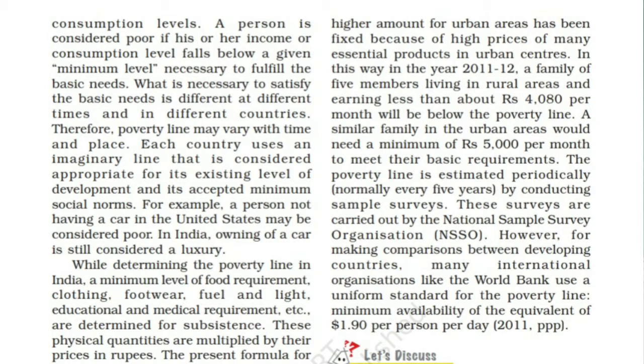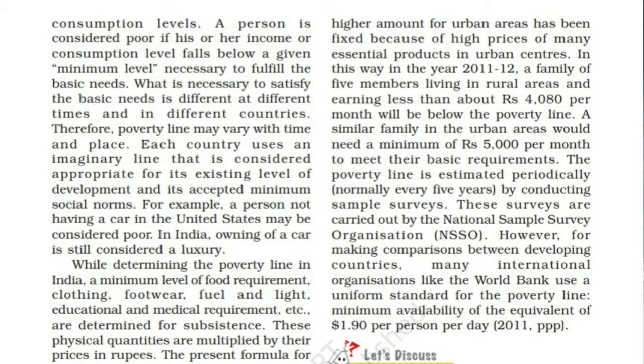A similar family in the urban areas would need a minimum of rupees 5,000 per month to meet their basic requirements. You see that the money a person needs per month in an urban area is 1,000 rupees. So a family having 5 members needs 5,000 rupees per month to meet their basic requirements. So the poverty line is estimated periodically. That means every 5 years the poverty line is estimated.